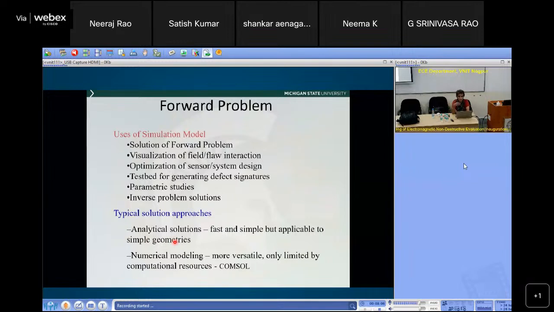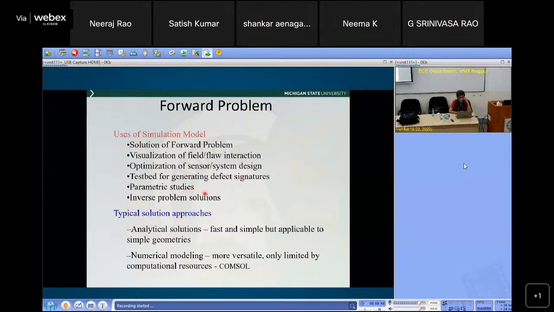But in general, when you consider a multi-layer geometry and an arbitrary shape crack, you cannot develop an analytical solution for this. You have to go into numerical modeling. But once you have a model, a forward problem is nothing but you have a simulation computational model for your system. Such a model can be used for a variety of purposes. Okay, you can not only solve the forward problem, you can actually visualize how the flux, the field is distributed in the sample, and you can use it for optimizing the sensor.